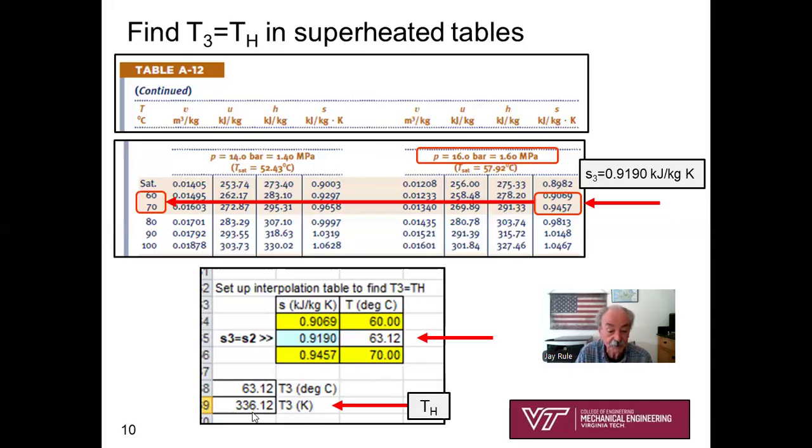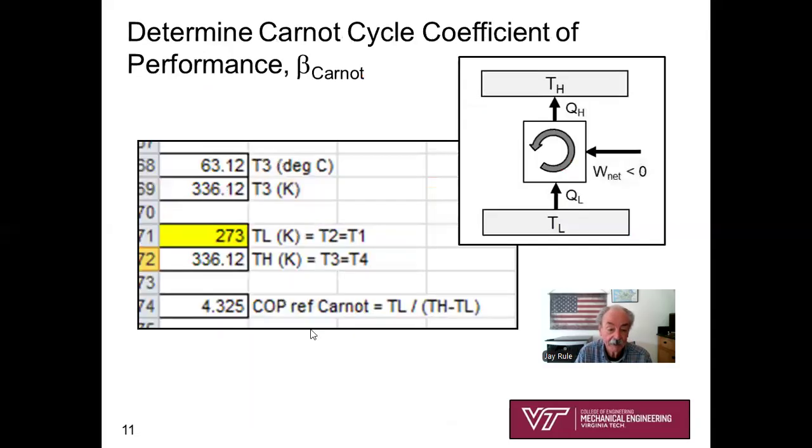I've got to turn that into absolute temperature. So I got 336.12. That's TH. I am home free. Coefficient of performance that I remember from my head, TL over TH minus TL. Very quick calculator study to see that the coefficient of performance for this problem is 4.33, coefficient of performance for a Carnot cycle. And there it is. So didn't this turn out to be an easy problem?